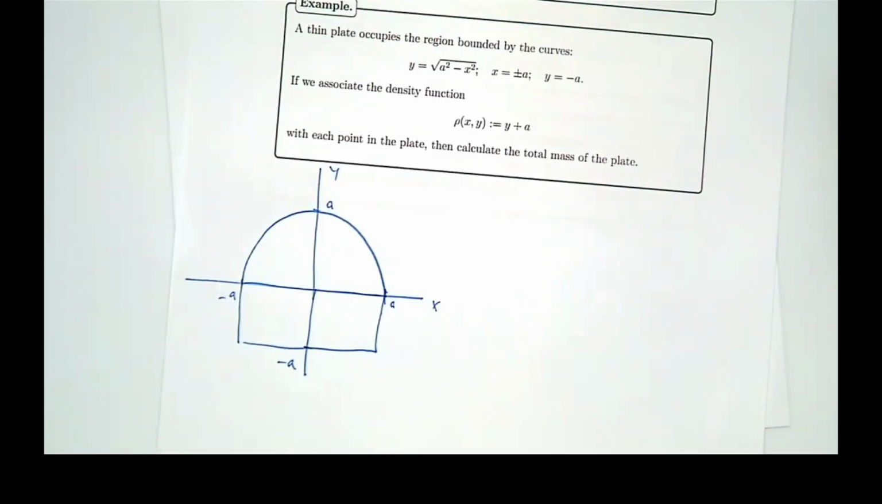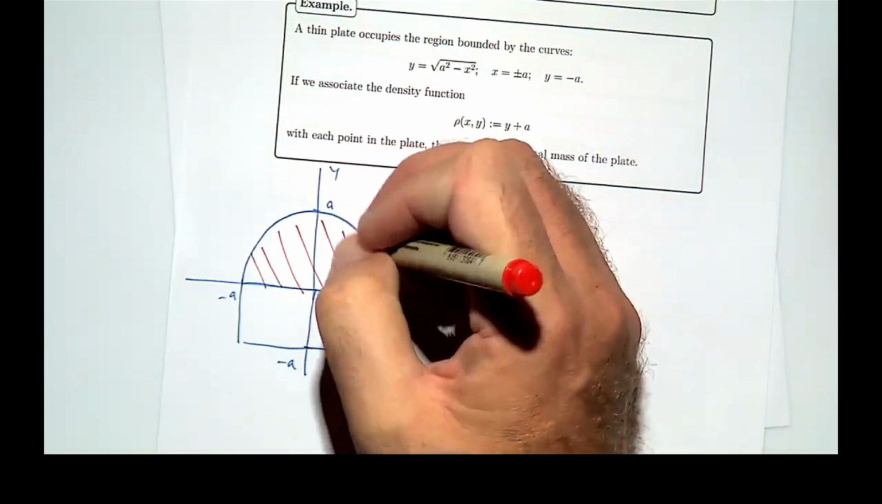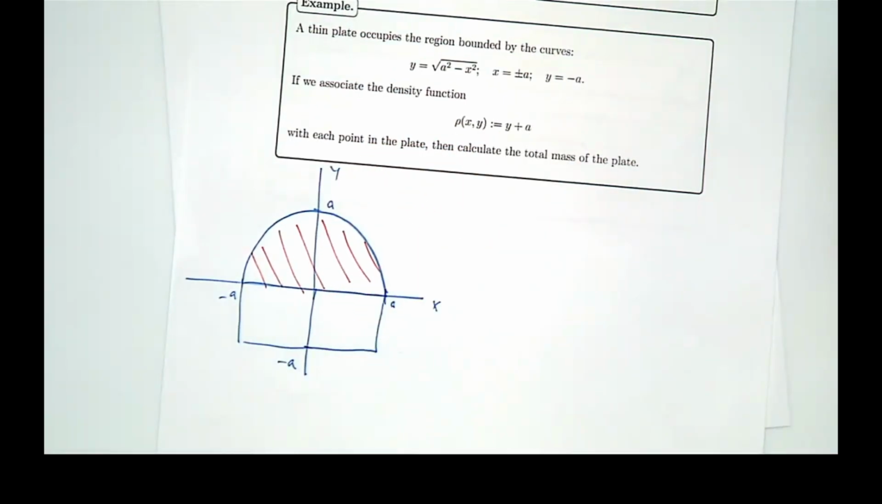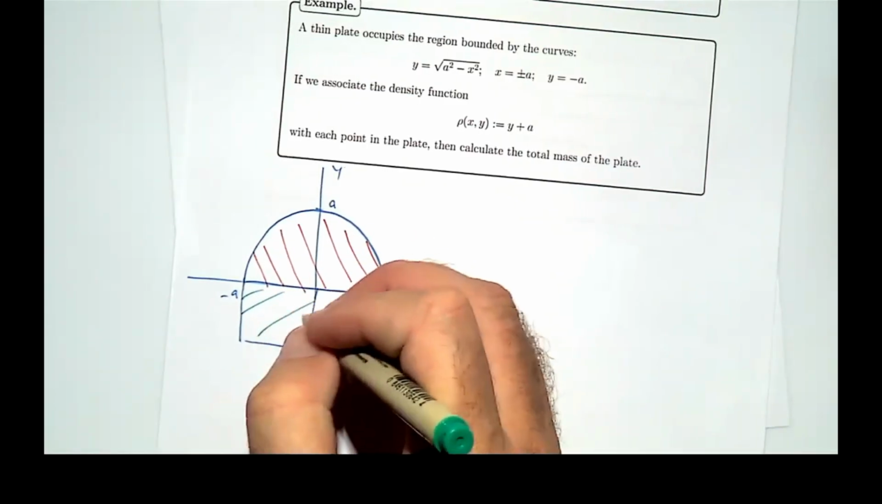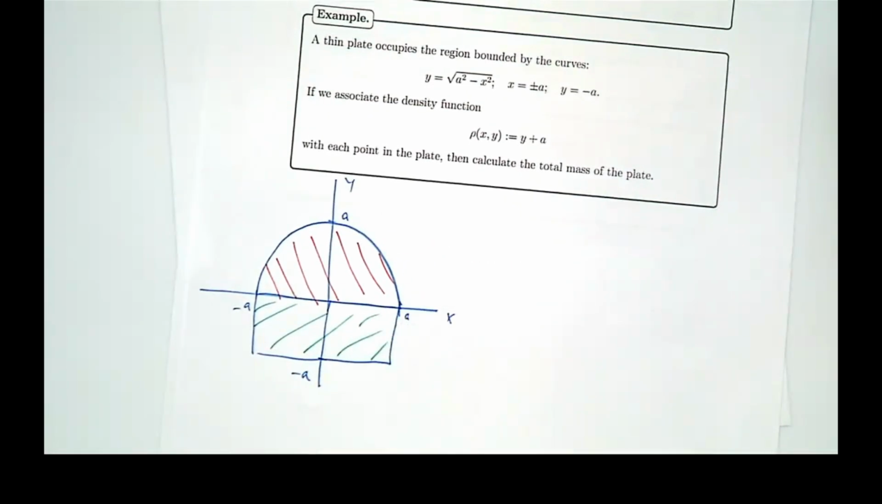Okay, you could say, well, maybe I can use Cartesians, maybe I can use polars, but I think you can use both, right? So if you look at the top part, that looks like you could use polars. Am I right? Because it's curvy, right? Whereas the bottom part looks like you could just use Cartesians. So there's nothing stopping you computing the two total masses separately and adding them together. In fact, that's what I'm going to do.